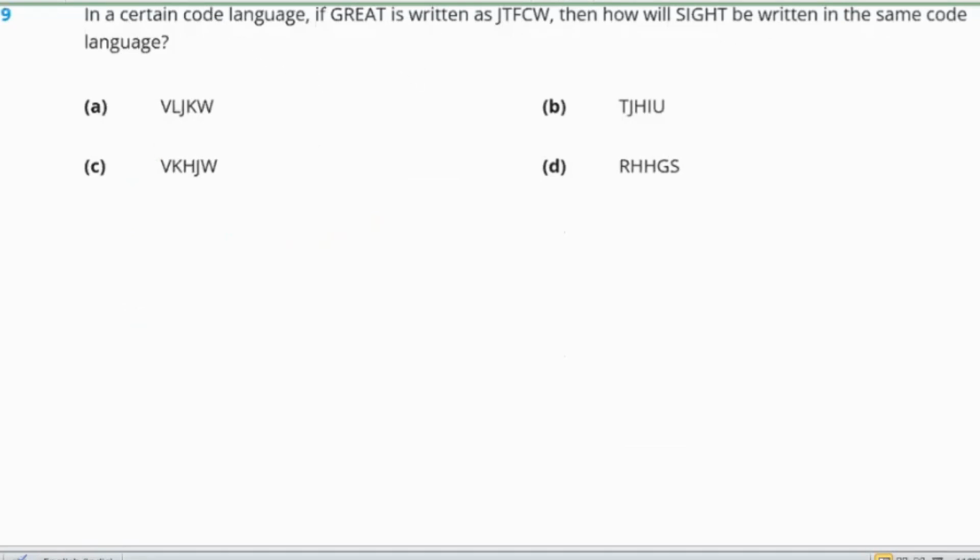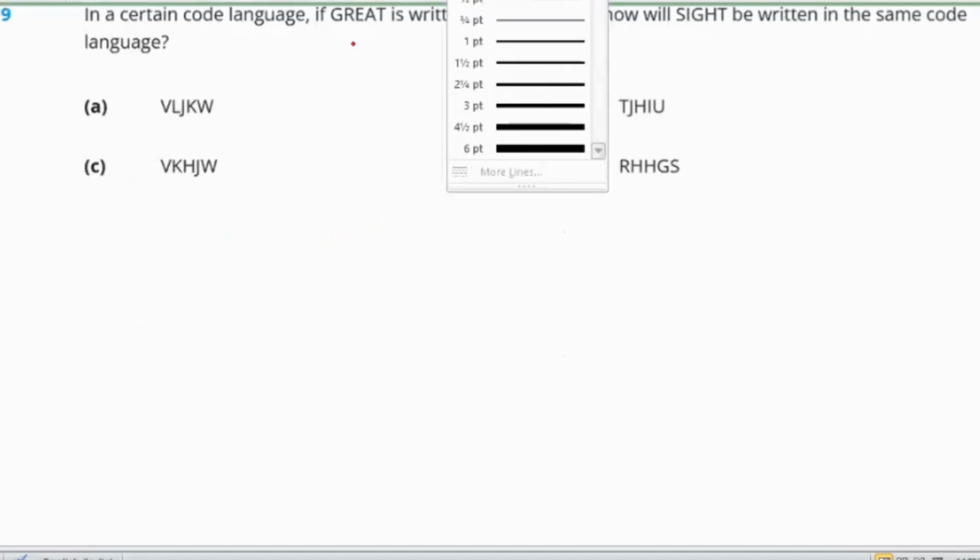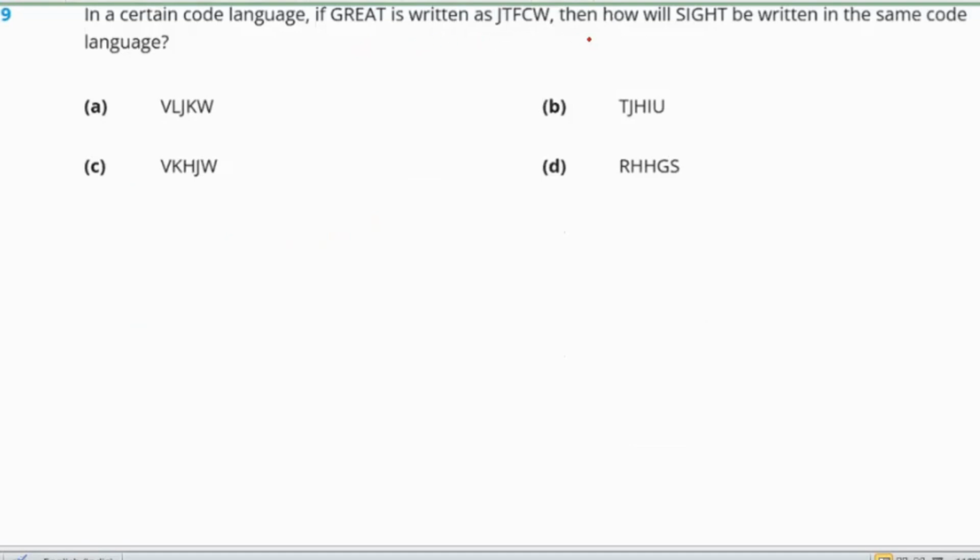Now, the next question says, in a certain code language, if GREAT is written like this, then how will SITE be written in the same code language? Okay, so let's write GREAT as it is given over there. And what is the code of GREAT which is given to us? That is JTFCW. What is happening over here? Okay, let's see.